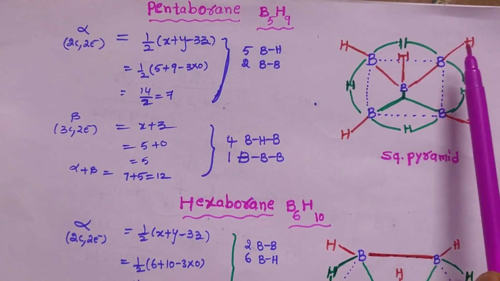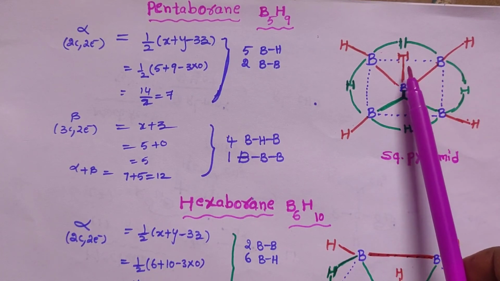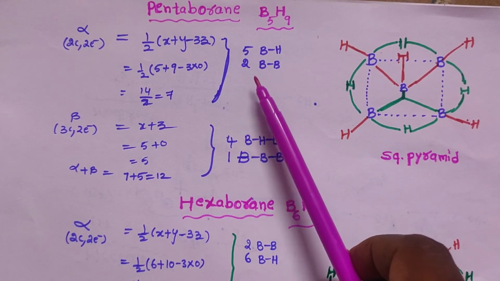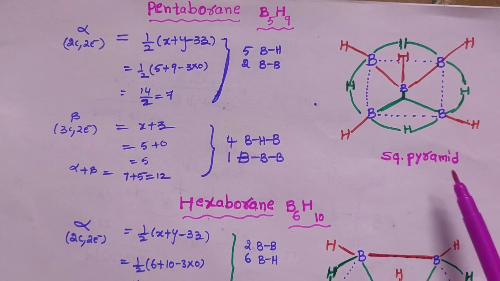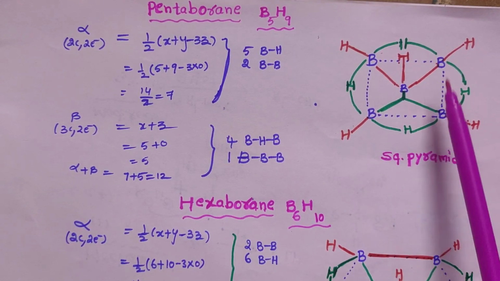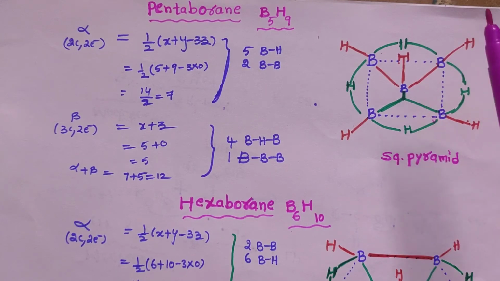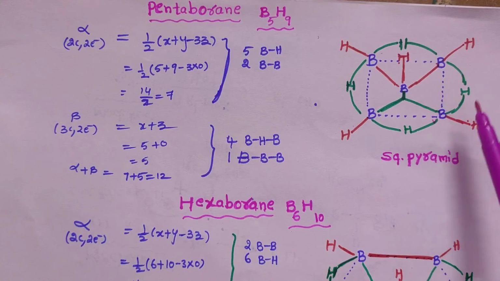So first BH bond, second BH bond, third BH bond, fourth BH bond, and fifth BH bond, and first BB bond, second BB bond. So like that we are having 7 2-centered 2-electron bonds, and the name of this structure is the square pyramid. Here 4 boron atoms, 1, 2, 3, 4, are lying in one plane, and this boron is lying above the plane. So the structure is called here as the square pyramid.